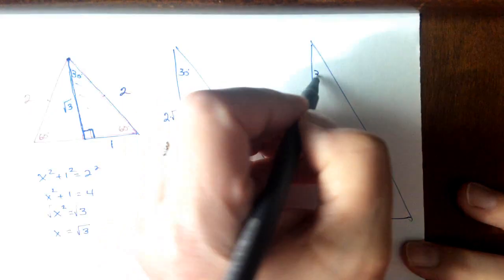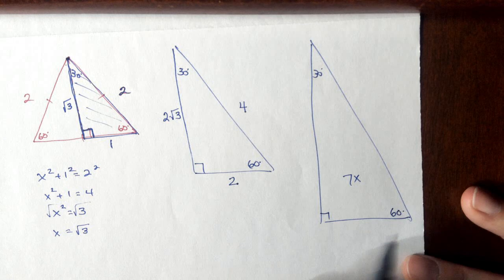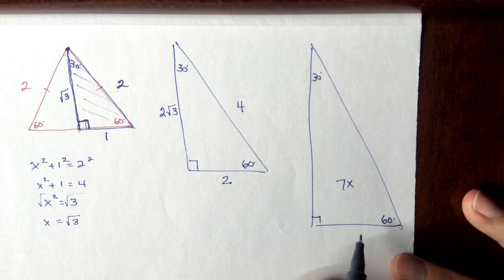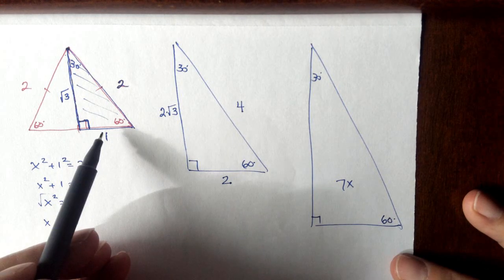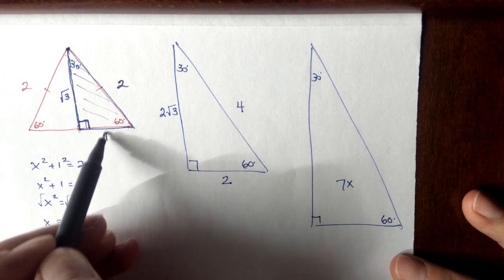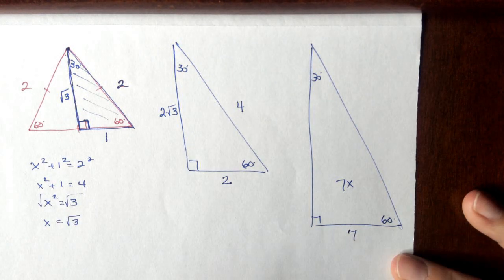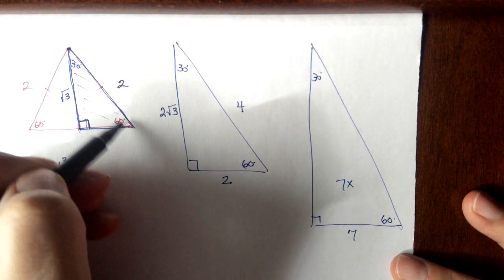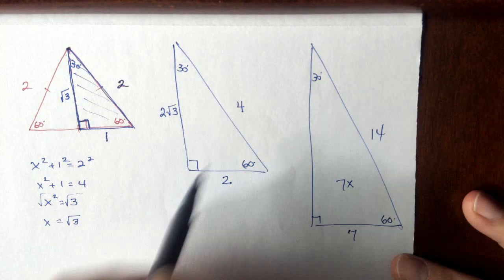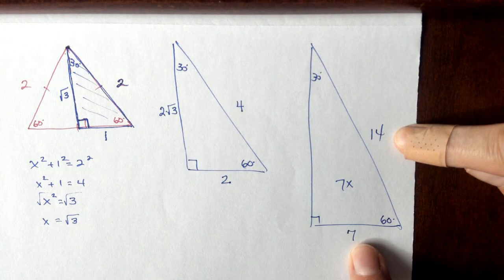just use your imagination. Same angles and similar triangles, and we want it to be 7 times as big as the original. The short leg is 1 times 7, or 7. The hypotenuse is 2 times 7, which is 14, so hypotenuse is always double the short leg.